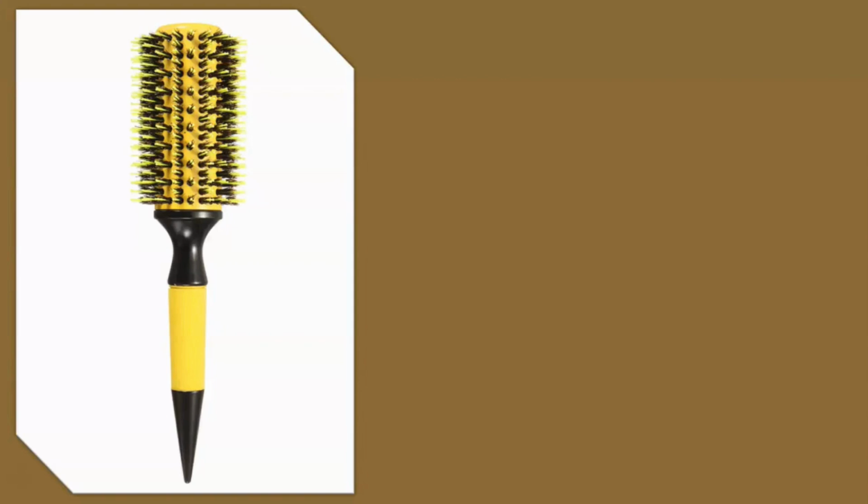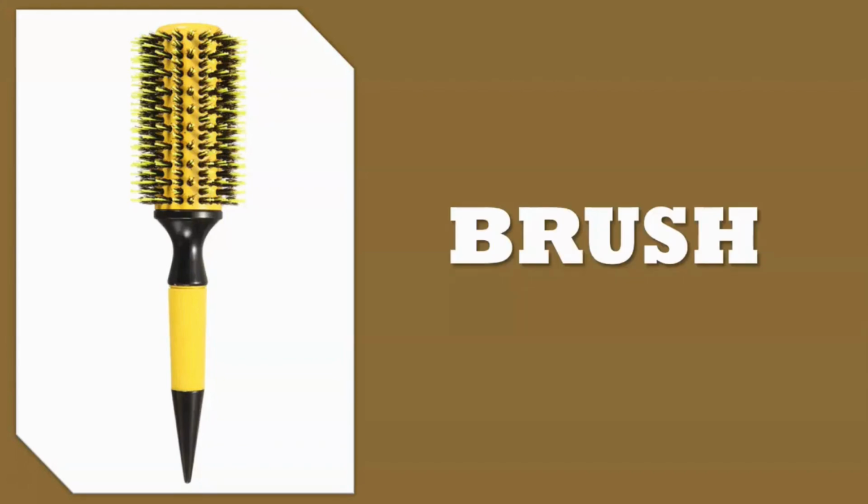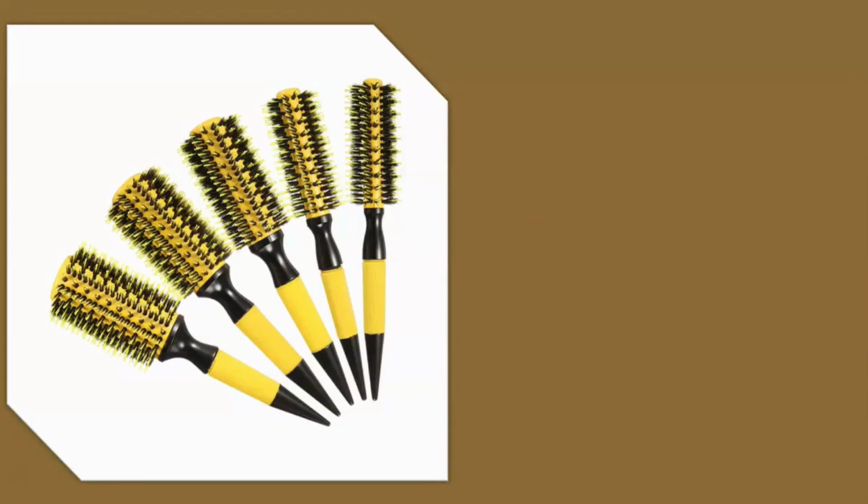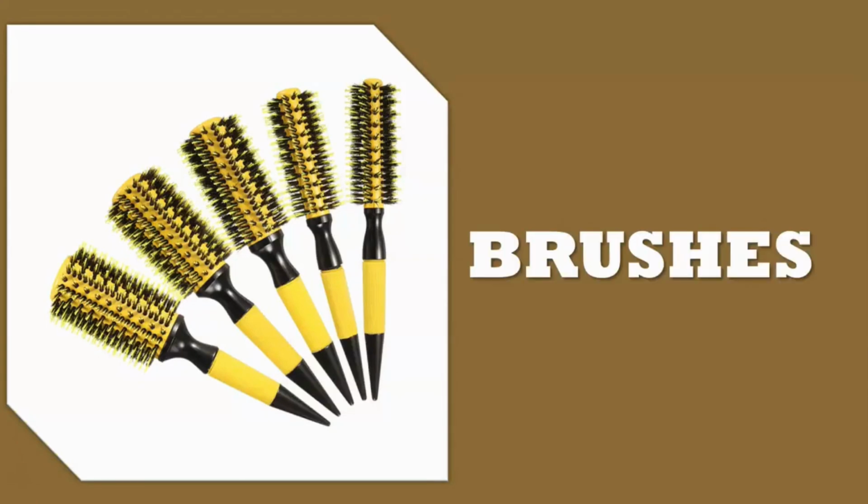So the first one, you can write down the name of this object. I'm sure all of you have seen it, and some of you may even be using it, or your parents may be using it. Well, it is a brush. Now, if you look at brush, it ends in SH, the sh sound. So, what will the plural of this noun become? It becomes brushes. We have added ES at the end of the word brush.